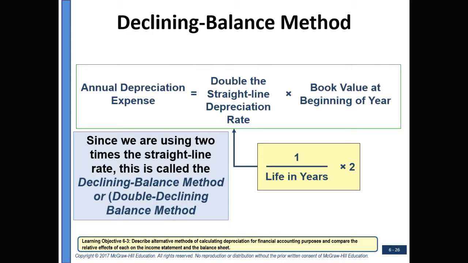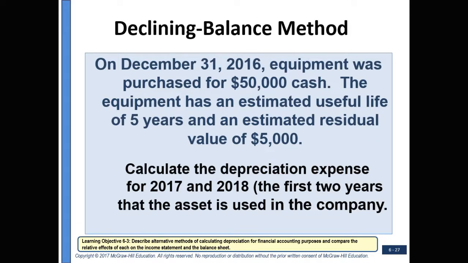So to illustrate this, we have equipment purchased on December 31st, 2016 for $50,000 with an estimated useful life of 5 years, estimated residual value of $5,000. They want us to calculate the depreciation expense for 2017 and 2018, the first 2 years that the asset is used in the company. Now, keep in mind, we don't have to break this down onto a monthly or do a pro-ration because we are looking at full years.